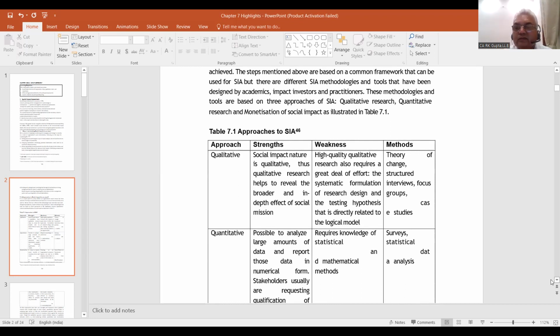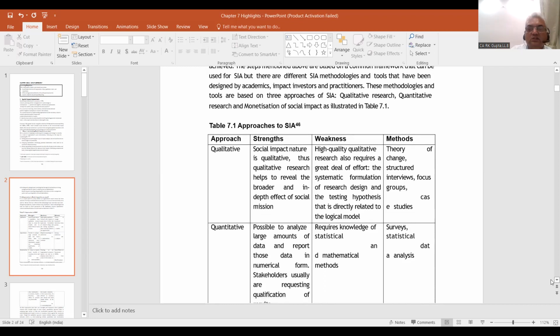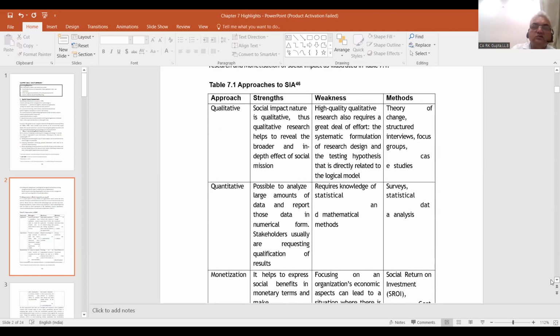And quantitative research. Quantitative research basically includes surveys, statistical data analysis, whatever we are able to quantify. So what is the strength of this quantitative research? It is possible to analyze large amounts of data and report those data in numerical form. So stakeholders usually are requesting quantification of results. And the weakness: it requires knowledge of statistical and mathematical methods. I think this should be quantification, requesting quantification instead of qualification.